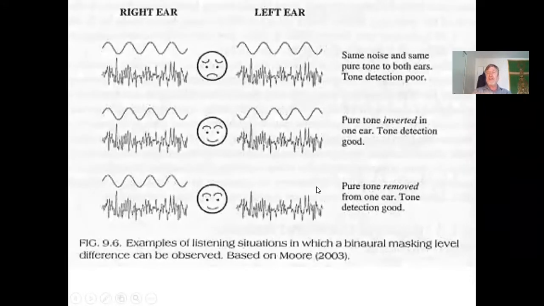Okay, but take a look at that. Here's another scene, same situation. You've got 3 faces here. Same noise and same tones to both ears. Tone detection is poor. The middle one, the pure tone is inverted in one ear. Tone detection is good. And take a look at the third one. The pure tone is removed from one ear, and tone detection is good. So these are, as it says on the bottom, examples of listening situations in which a binaural masking level difference can be observed. Interesting, huh?